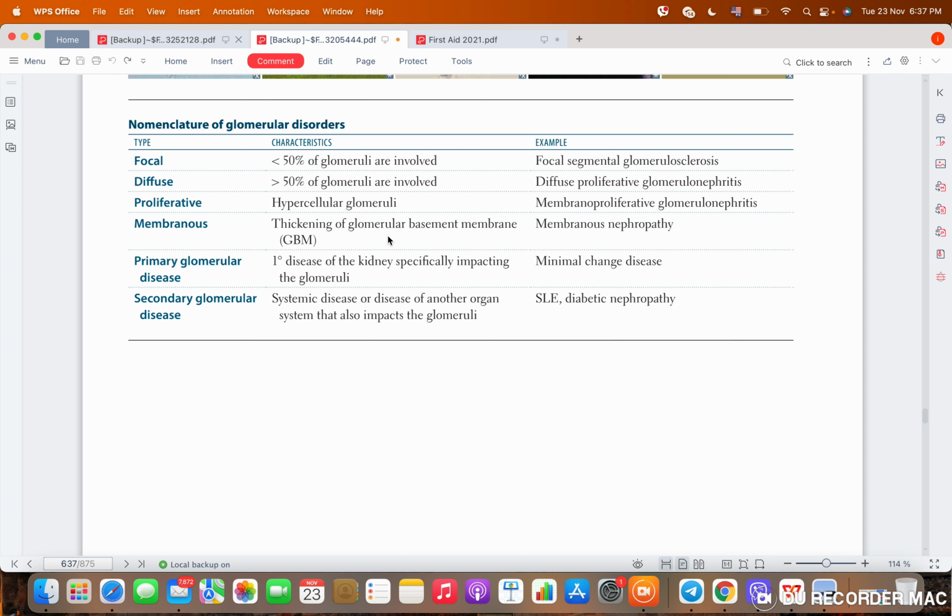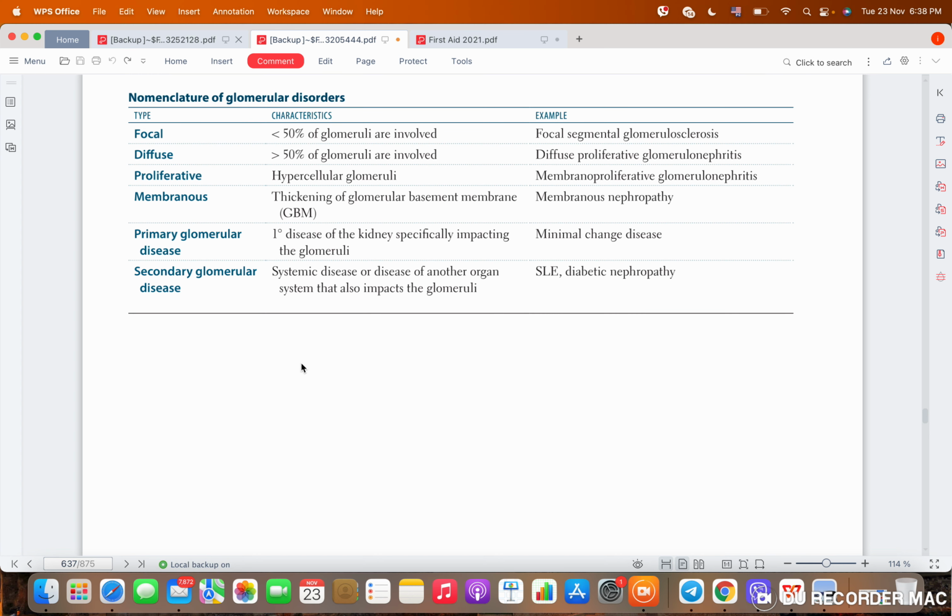There is thickening of the glomerular basement membrane, and that can be seen in the case of membranous nephropathy, which basically indicates thickening of the basement membrane. The next one is primary glomerular disease and secondary glomerular disease. Primary glomerular disease means that the primary disease mainly affects the kidney. The main impact and dysfunction is in the kidney. For example, minimal change disease.